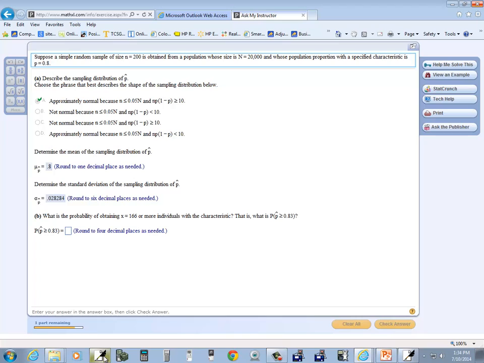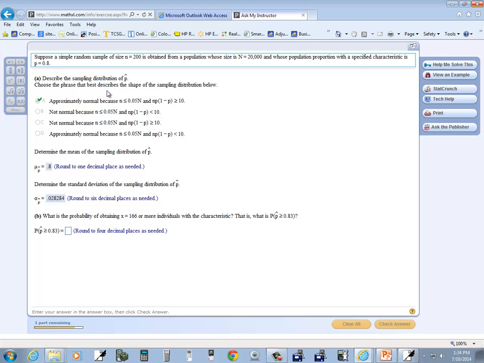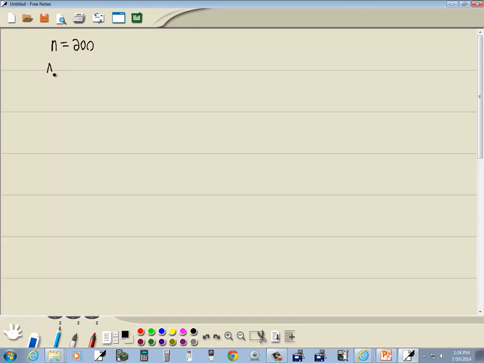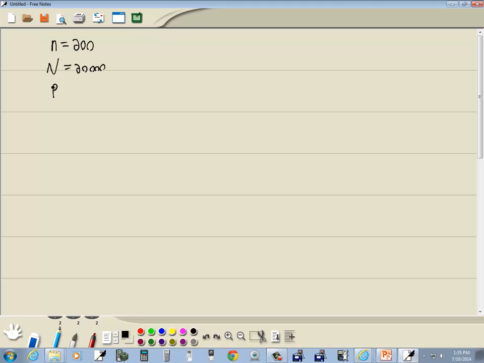Okay. Suppose a simple random sample of size n equals 200 is obtained from a population whose size is N equals 20,000, and whose population proportion with a specified characteristic is p equals 0.8.